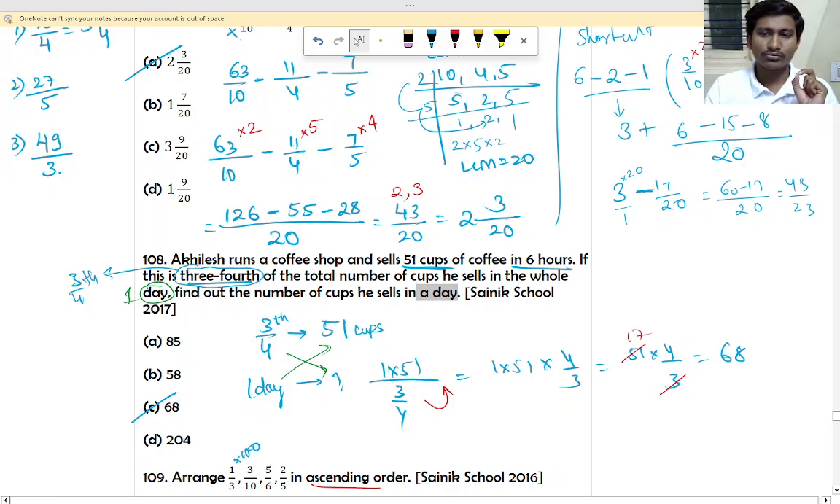So 1 into 51 into 4 by 3, the reciprocal of 3 by 4. Sir, I can do it in a very short form. Yes, 51 into 4 by 3 is the rate. So you multiply with 4 and divide with 3. 17 threes are 51, so 17 fours will be there. 17 fours is 68. Answer is 68, option C.